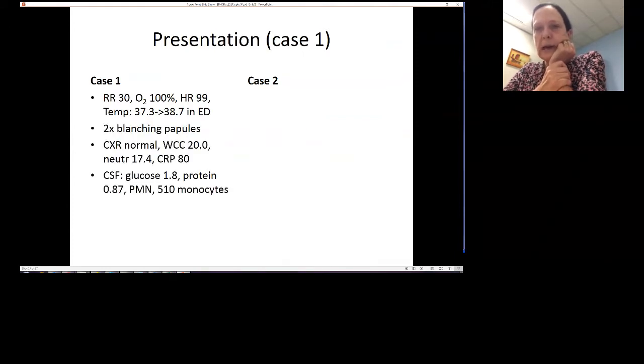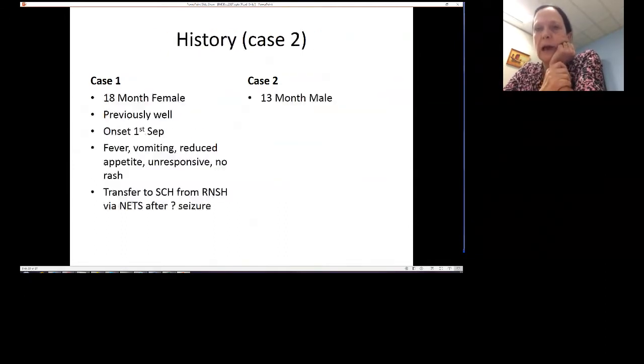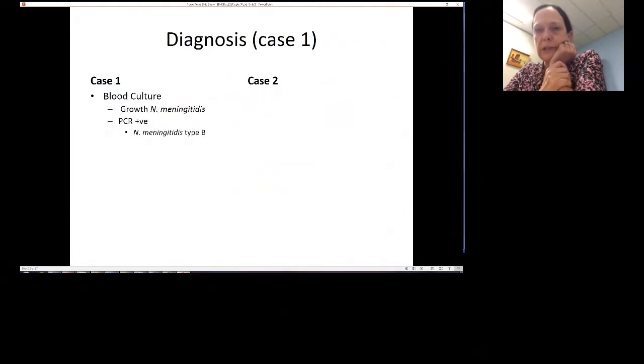She was moderately unwell on examination. She had a high heart rate and high respiratory rate, and she had a fever in the ED, and a high white cell count and CRP, and abnormal CSF. Next slide. And sorry, she grew from her blood culture Neisseria meningitidis, and it was found to be serogroup B. So on to the next slide.